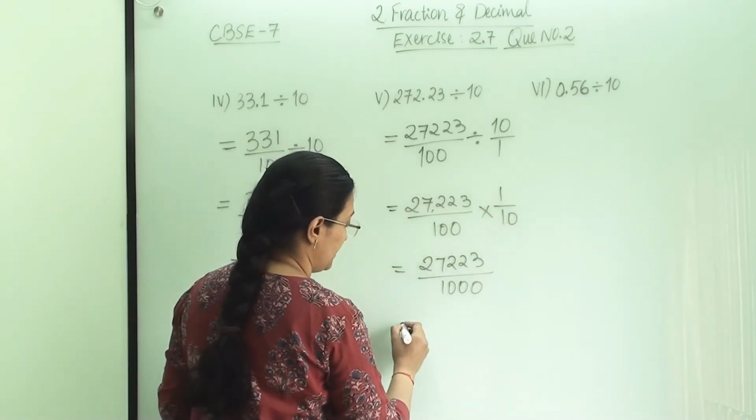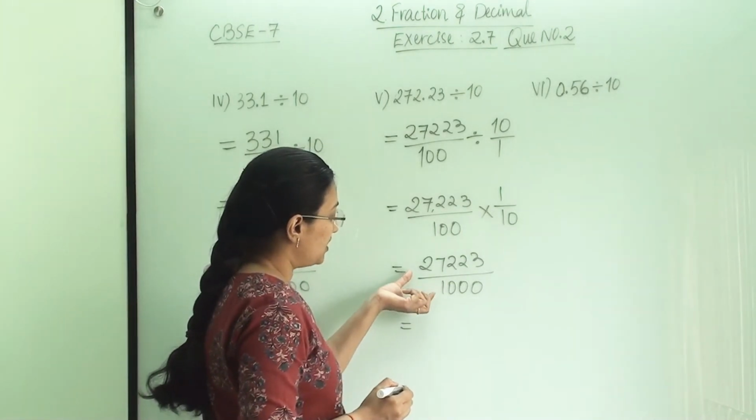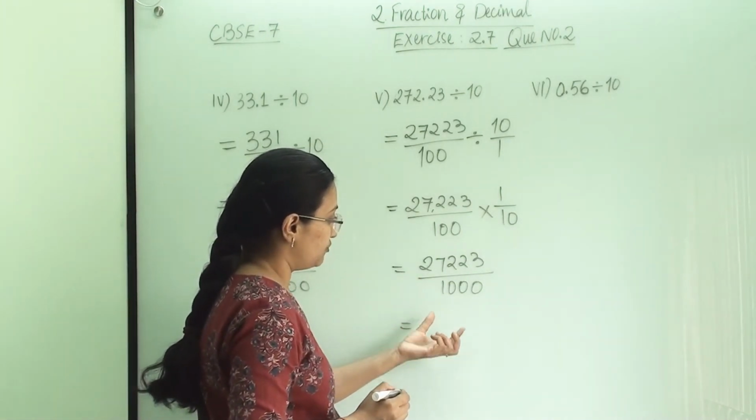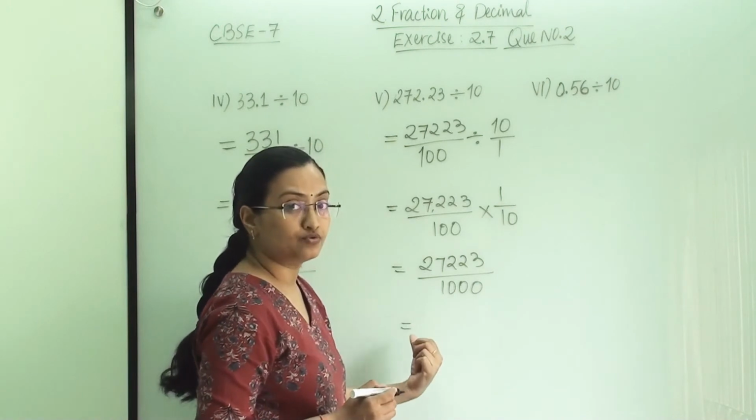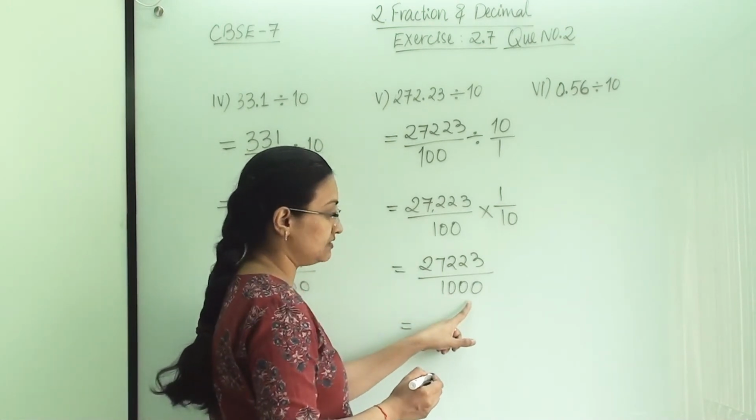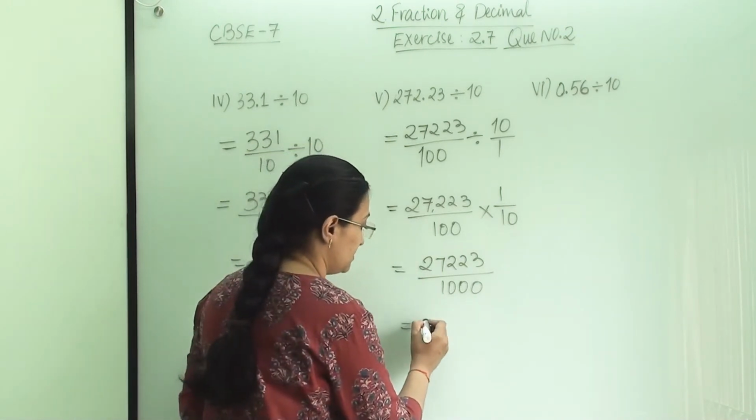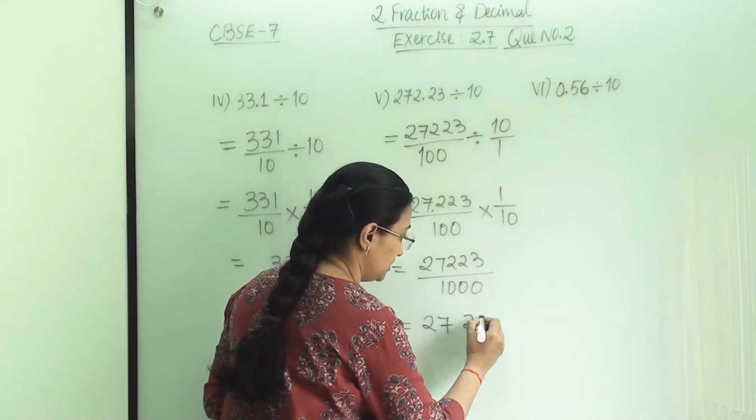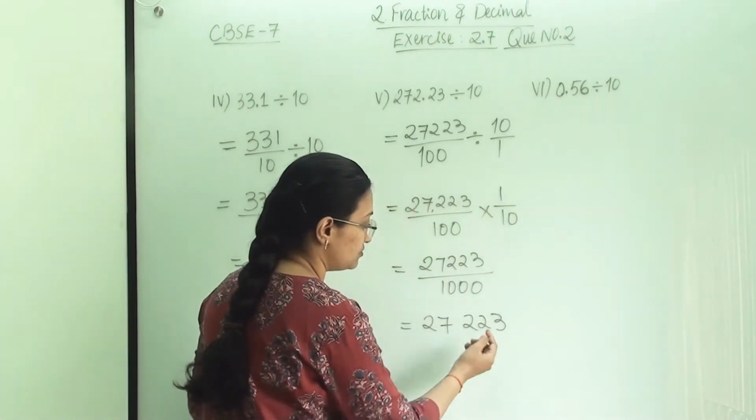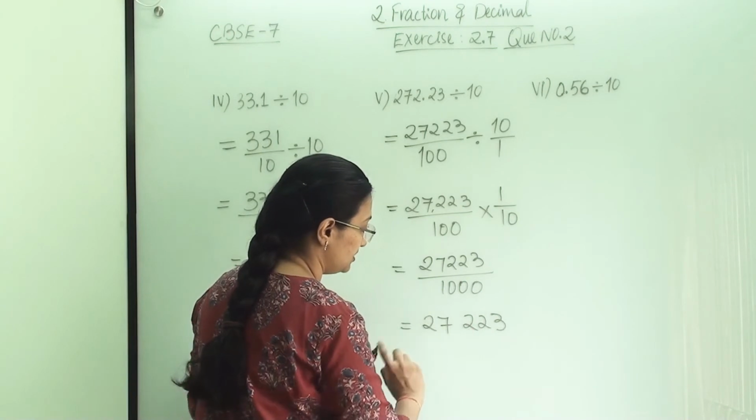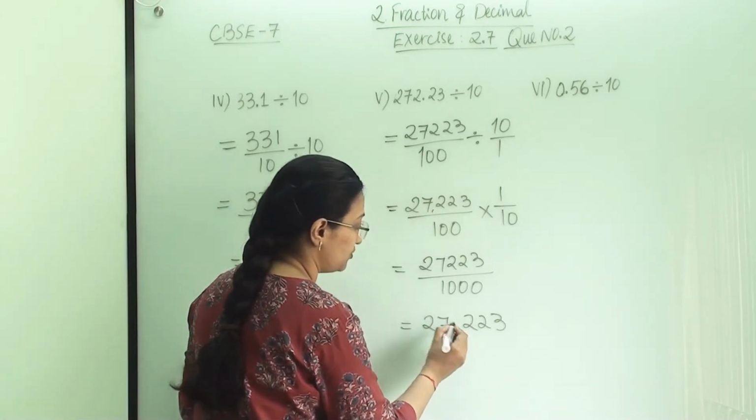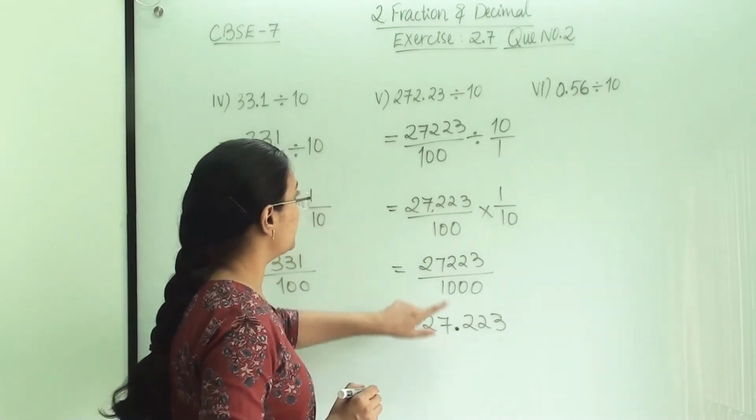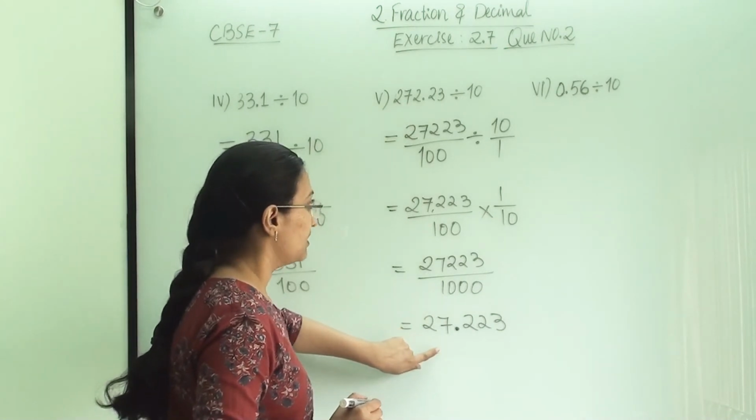So 1000. Now we have to convert this number into its decimal form. So from the right side we have to count 3 numbers because there are 3 zeros in its denominator. So 27223. Now let us count 3 numbers. So 1, 2 and 3. So we are going to put the decimal point over here. So this will be the answer for this numerical.